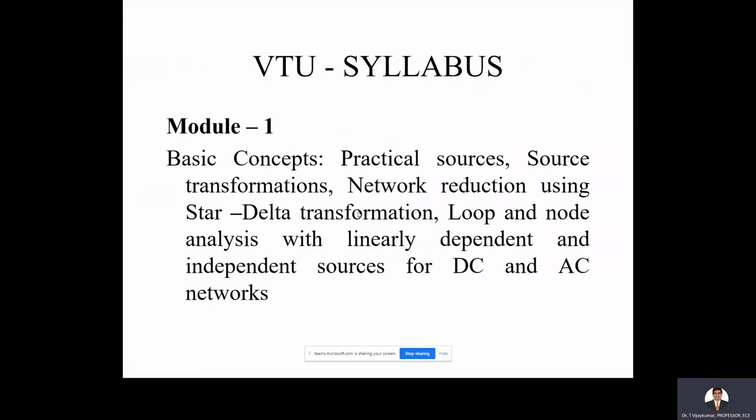In the VTU syllabus, there are five modules. The first module is basic concepts. In this module, we'll study practical sources, source transformations, network reduction using star-delta transformation, loop and node analysis with linearly dependent and independent sources for DC and AC networks.